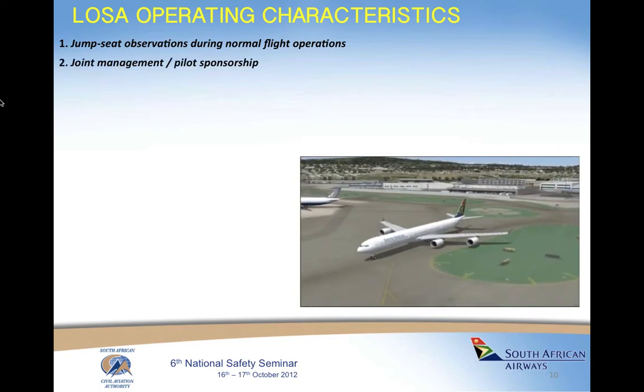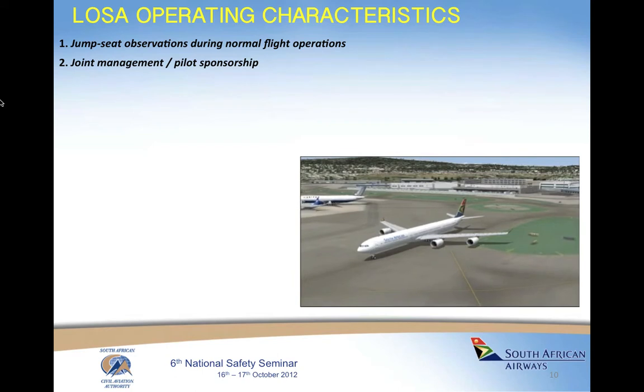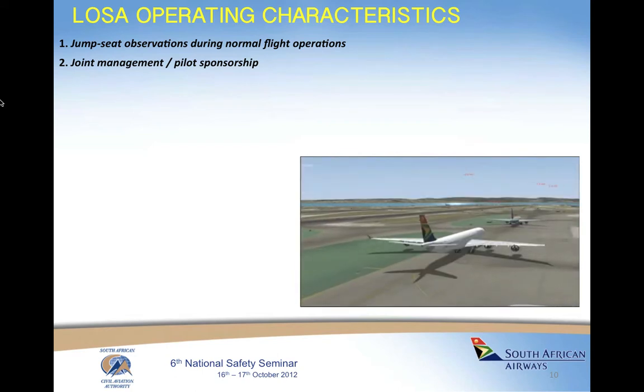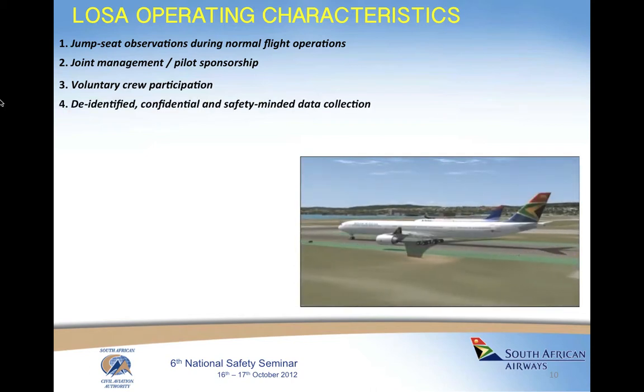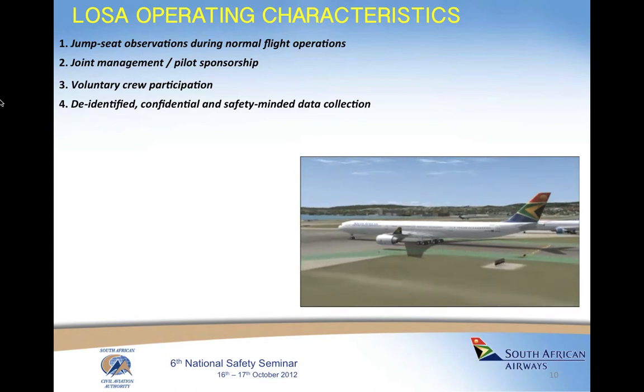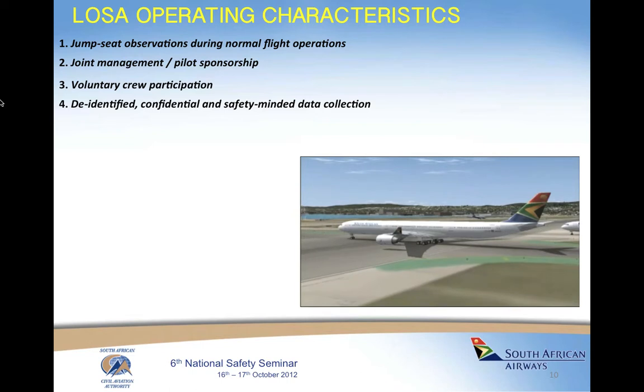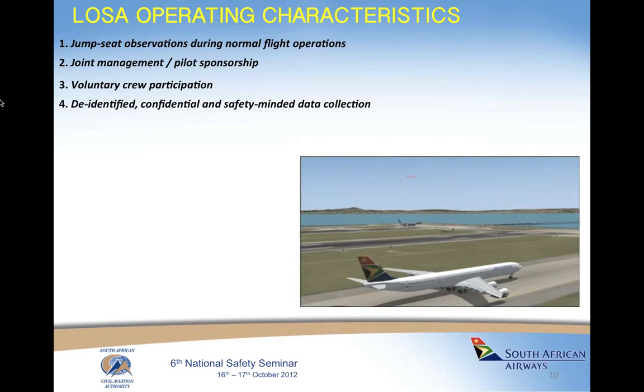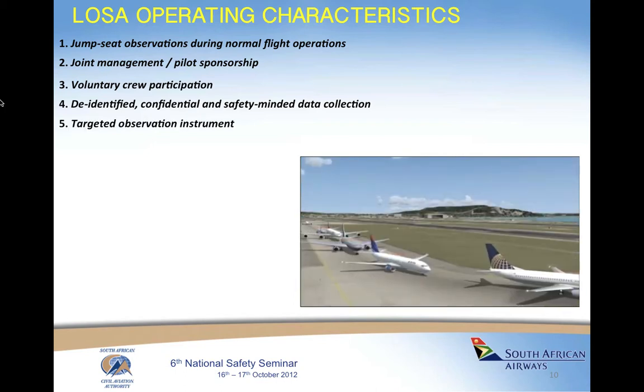Joint management pilot sponsorship. In order for LOSA to succeed as a viable safety program, it is essential that both management and pilots, through their professional association, if it exists, support the project. Voluntary crew participation. One way to accomplish integrity is to collect all observations with voluntary crew participation. De-identified, confidential and safety-minded data collection. LOSA observers are asked not to record names, flight numbers, dates, or any other information that can identify a crew. This allows for a level of protection against disciplinary actions. The purpose of LOSA is to collect safety data and not to punish pilots.